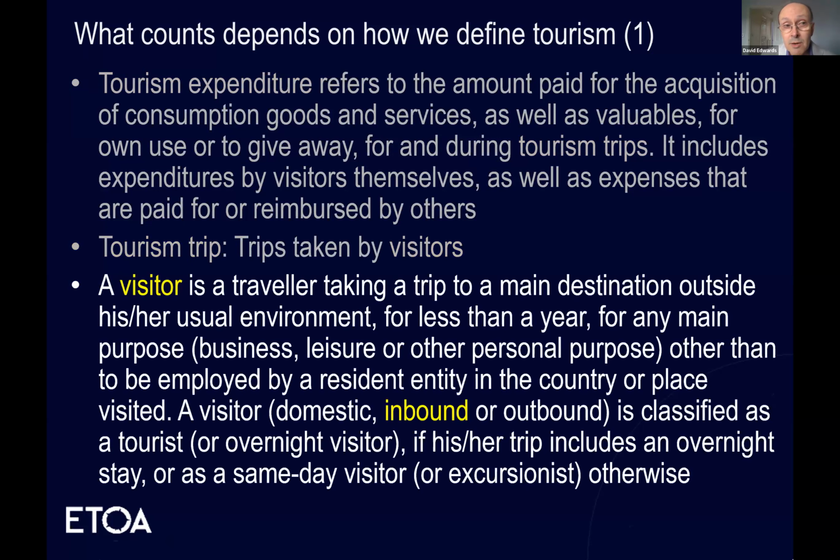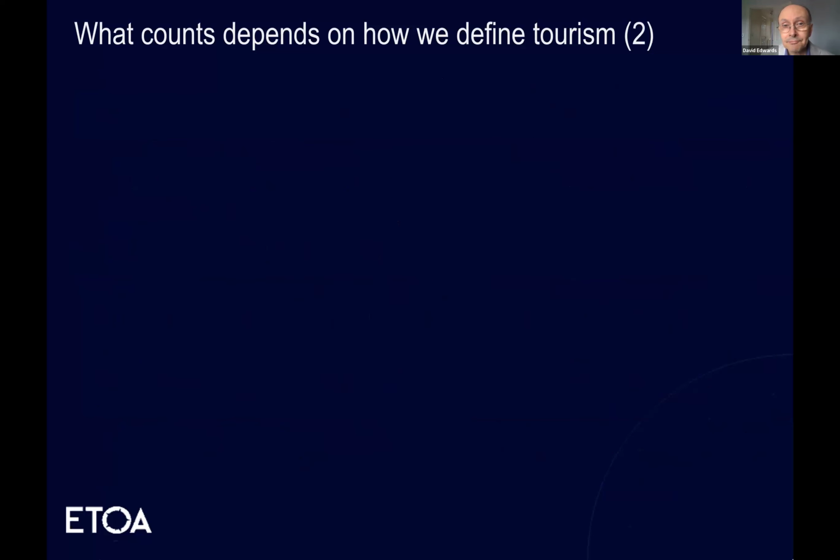Well, a visitor, according to UNWTO, is a traveller taking a trip to a main destination outside his or her usual environment for less than a year for any main purpose, business, leisure, or other personal purpose, other than to be employed by a resident entity of the country or place visited. A visitor, domestic, inbound or outbound, is classified as a tourist or overnight visitor if his or her trip includes an overnight stay, or a same-day visitor, otherwise known as an excursionist, otherwise. So we can see a simple little word like visitor has a very long-winded definition.